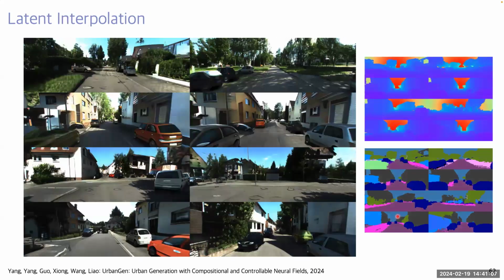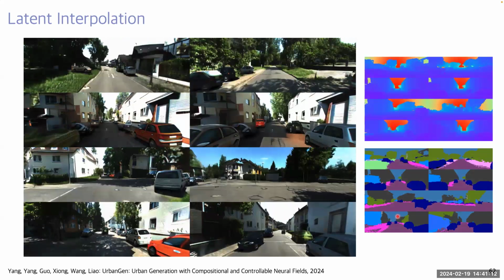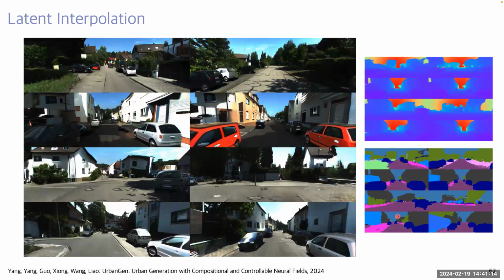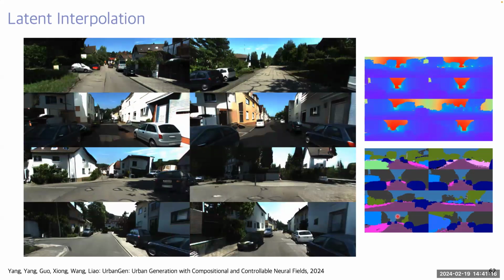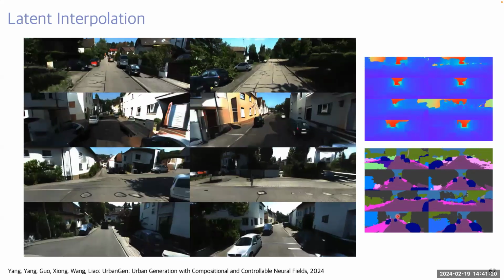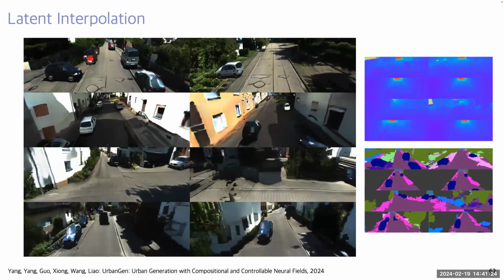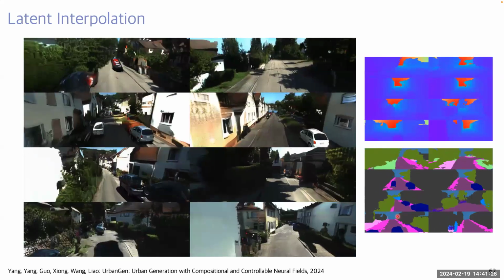And we can also do latent interpolation. Here, we first manipulate the latent of the background and keep the foreground fixed. And this part is about interpolating the foreground. You can see the colors of the car are changing. And this is a simple fly-through after the interpolation.